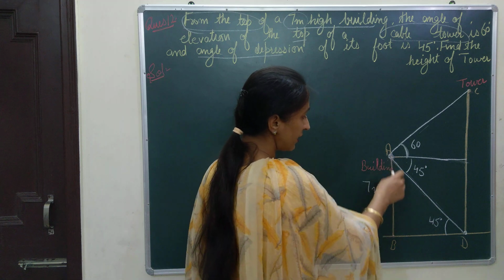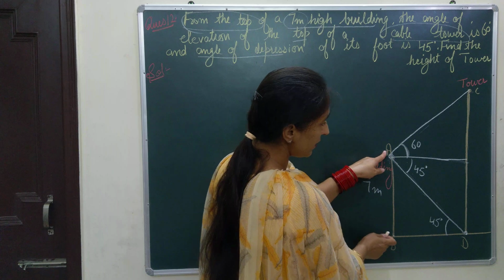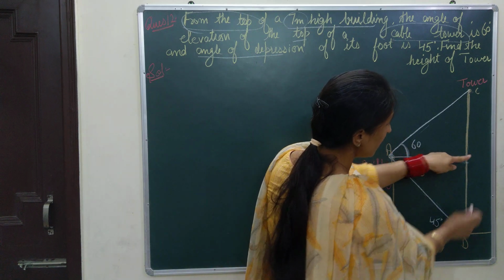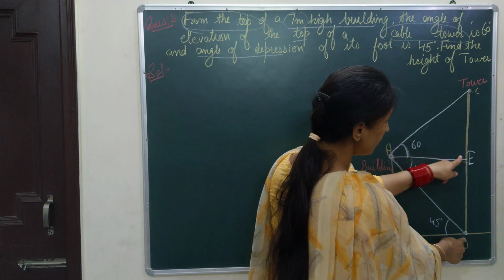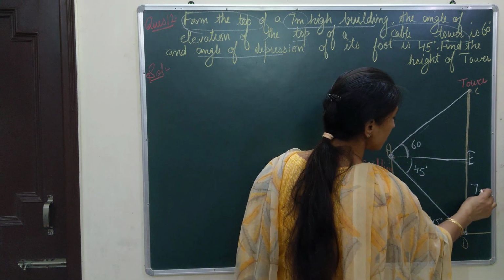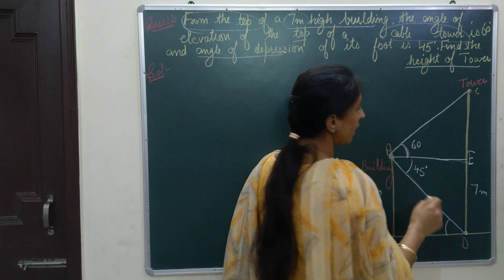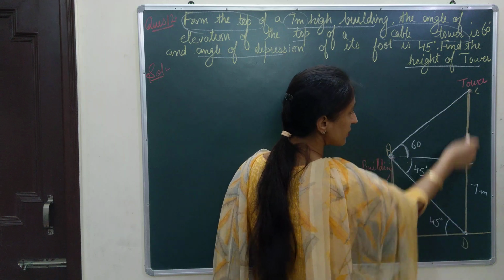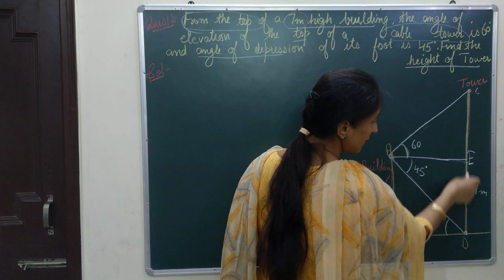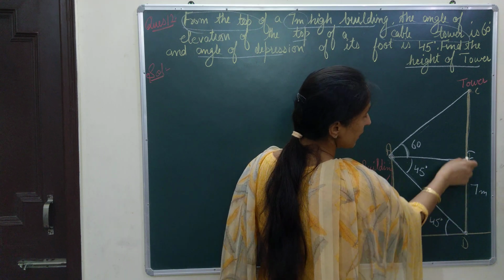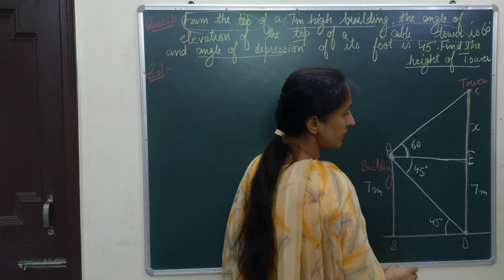Next, this building is 7 meters high and this AB must be the same as this height. Let us name this point as E. So AB must be equal to DE, so this length is also 7 meters. Next, you need to find the height of the tower. This tower includes two parts, CE and ED. From E to D we know the gap is 7 meters, and from C to E we don't know the gap. Let us suppose this gap is X.